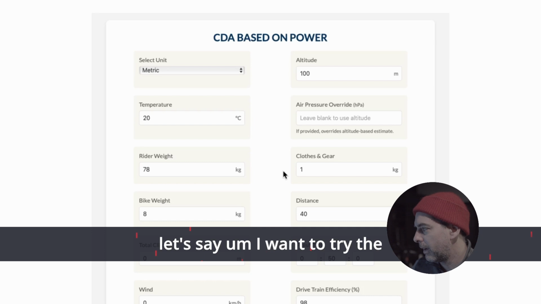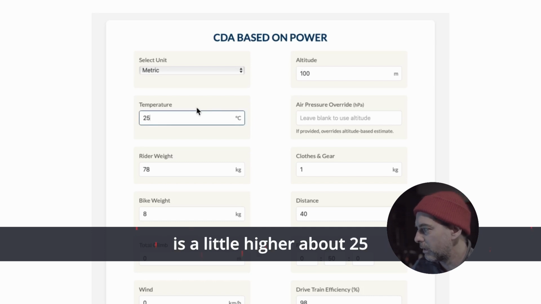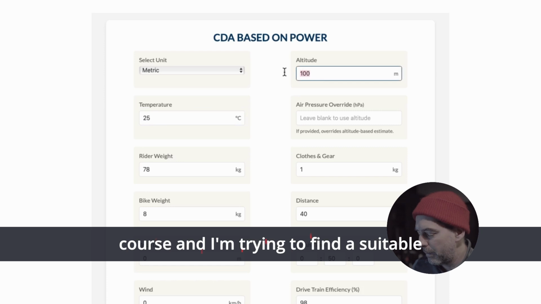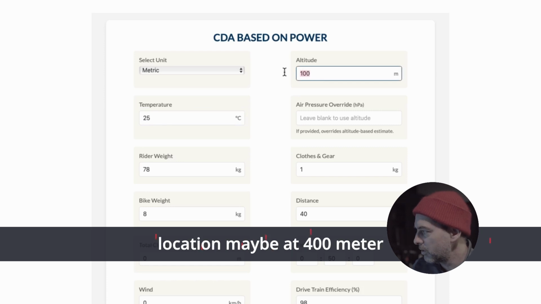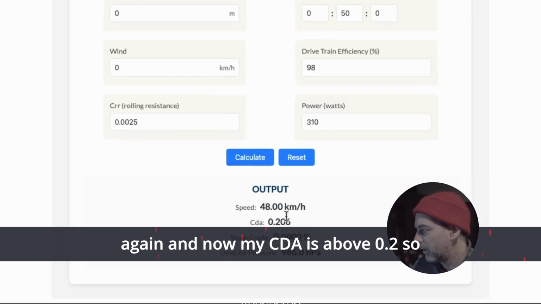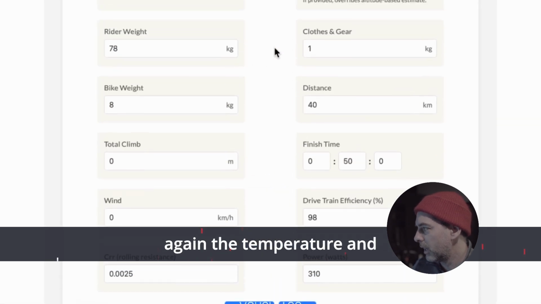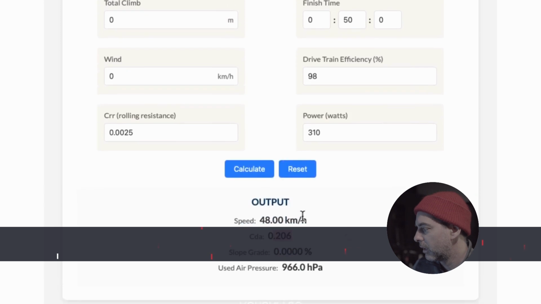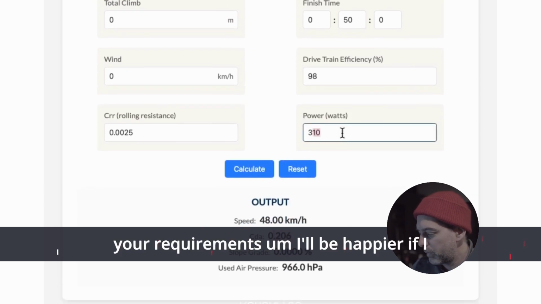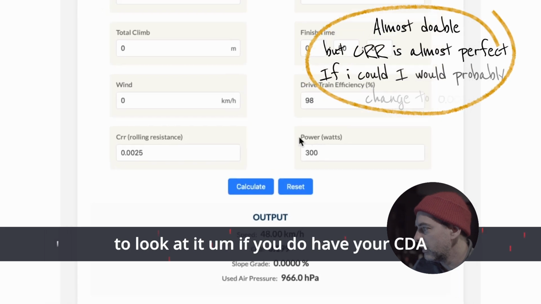Now let's say I want to try the same thing, but let's say the temperature is a little higher, like 25 degrees, not a very long course, and I'm trying to find a suitable location, maybe at 400 meters of altitude. And I calculate again, and now my CDA is above 0.2. So again, the temperature and your altitude will affect your requirements. I'll be happier if I go at 3, and this is almost doable. So this is a way to look at it.